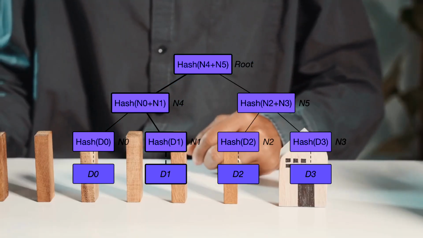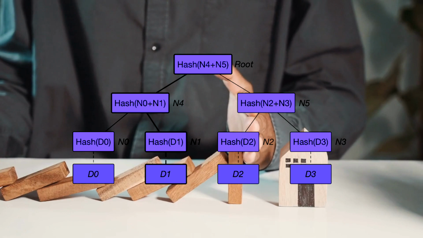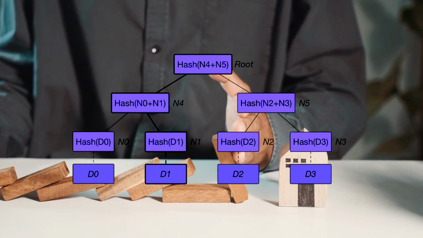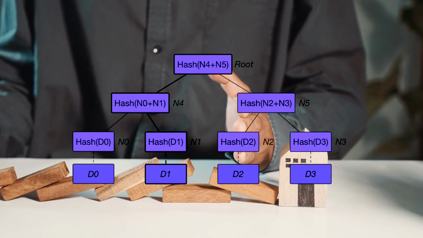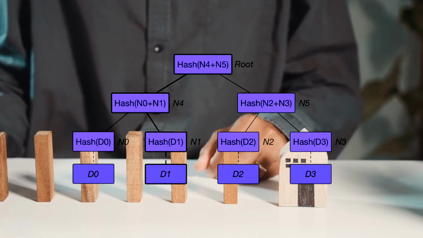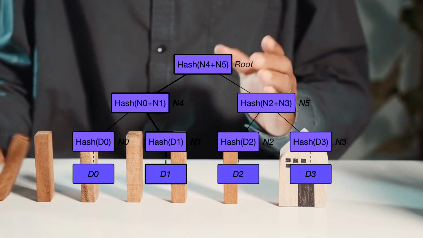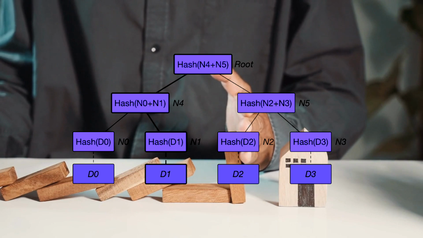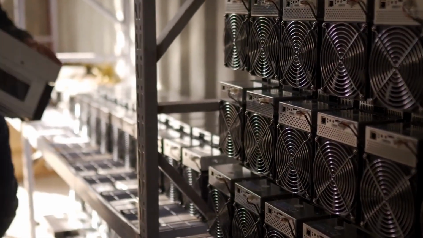and hash N1, which results in hash N4. If hash N2 and hash N3 are hashed together, hash N5 is created. Both of these hashes, N4 and N5, are hashed once more in order to create the Merkle root. This process can be used with extensive data sets.